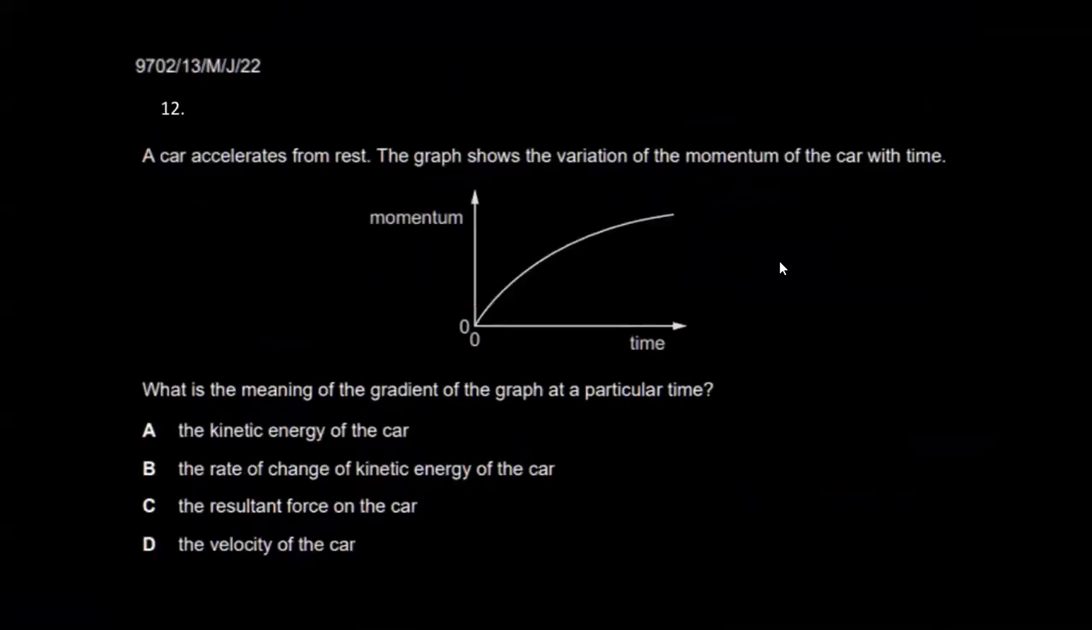Acha, a car accelerates from rest. The graph shows the variation of the momentum of the car with time, momentum and time. What is the meaning of the gradient of the graph at a particular time?